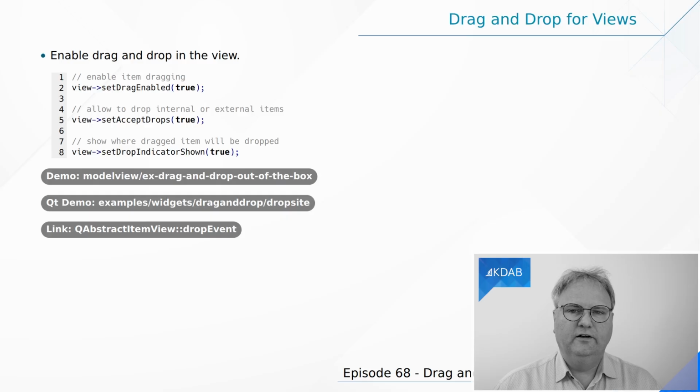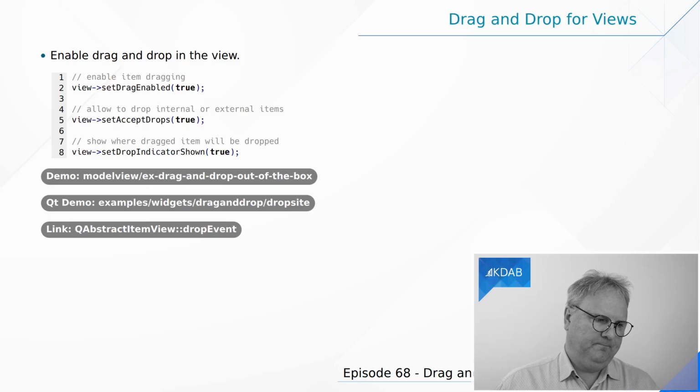If you want your list view, your table view, or your tree view to be able to participate in any drag and drop game, you need to call setDragEnabled on the view. This is both if you want to encode the data and take care of it all yourself, as we'll see in a few minutes, but also if you just want what is built into it.